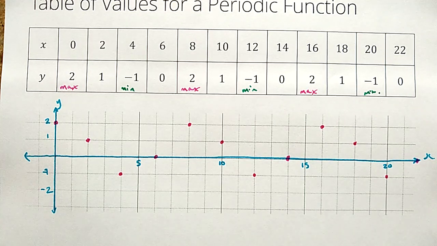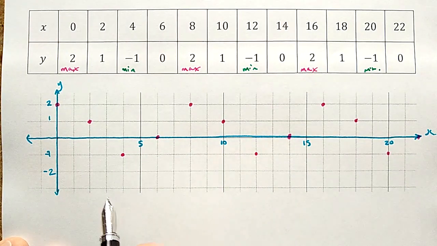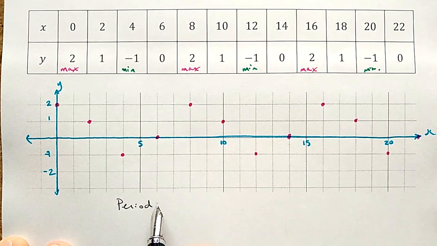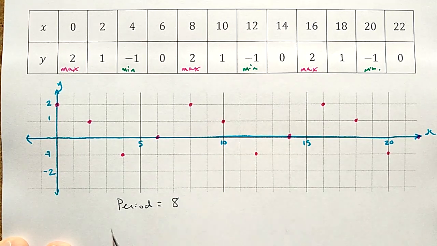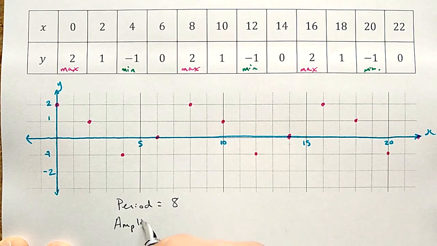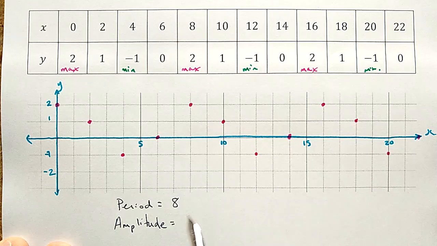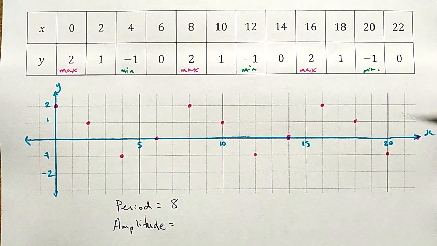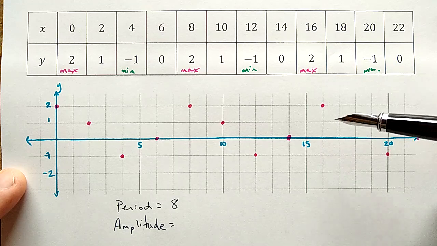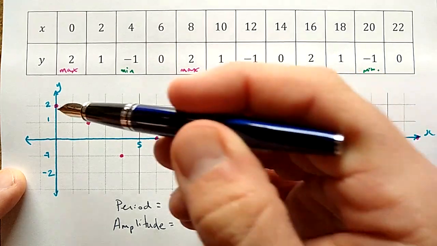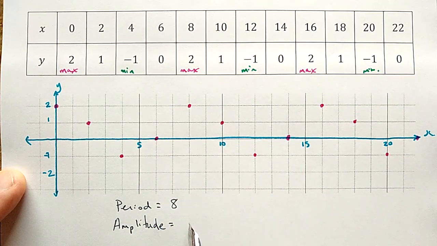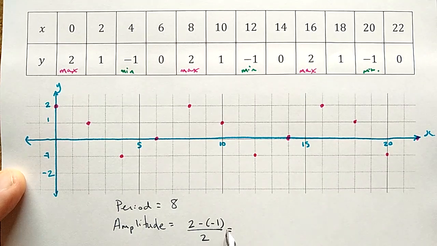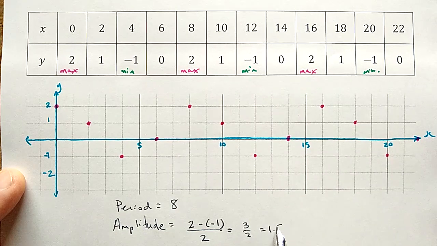Let's identify a few of the features of this then. So first of all, we found that the period was, what did we say it was? It was 8. Well, let's talk about the amplitude then. The amplitude is half of the difference from the top to the bottom. So maximum minus minimum divided by 2. The max is 2, the minimum is -1, and let's divide that by 2. So the amplitude is 2 minus -1 divided by 2. That's the same as 3/2 or 1.5. That's the amplitude.